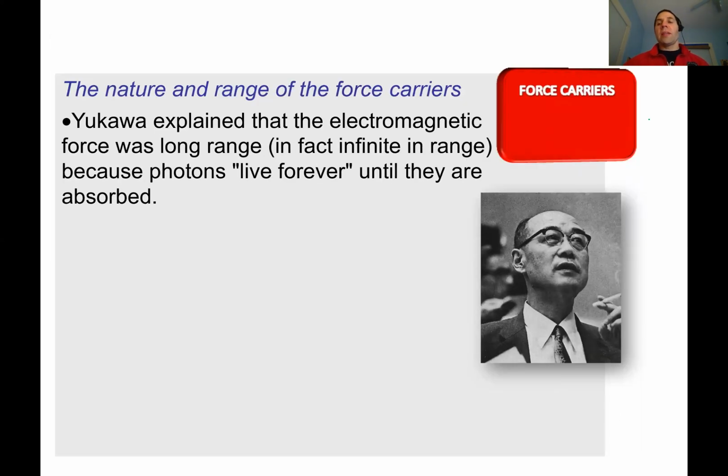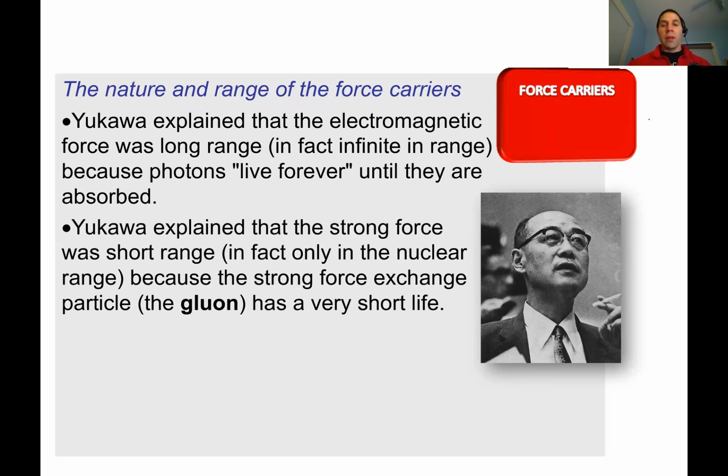So Yukawa also went on to say, there are some forces that have a really long range. For example, the electromagnetic force has an infinite range because the photons live forever. Those exchange particles are long-lived, and so they live forever. But there are other force carriers that have a very short life. They have a very short range, okay? And one of them is the gluon. We know that the gluon, for example, has a very short range, somewhere around 10 to the negative 15th meters is how far it can travel. And so it also has a very short life.